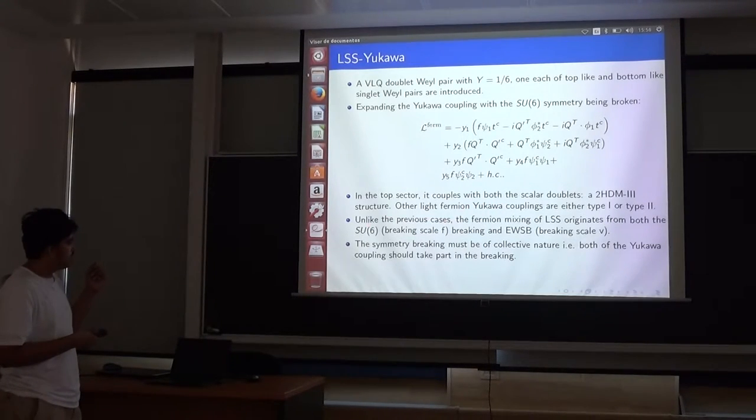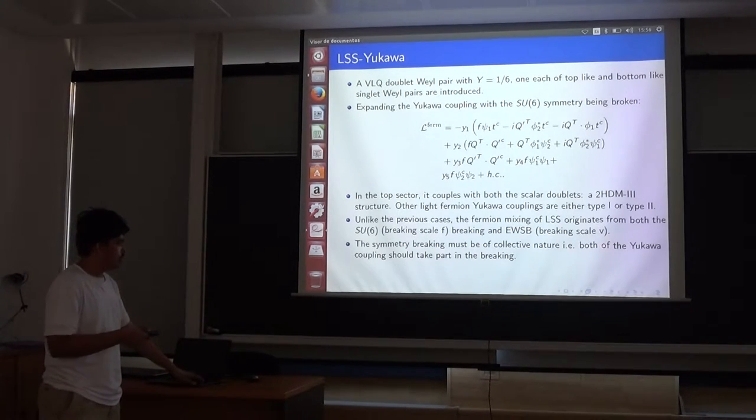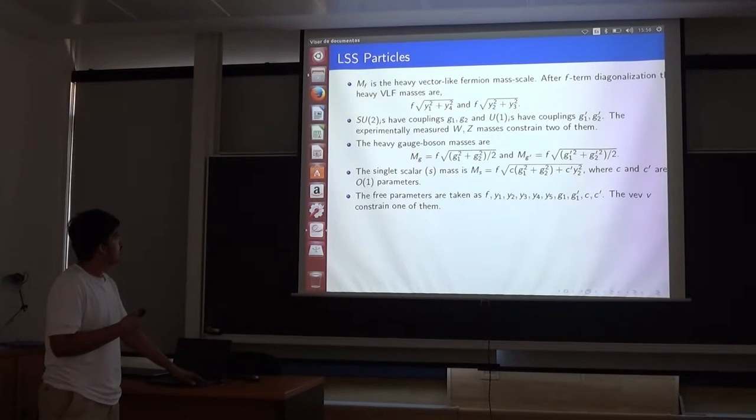So then, unlike the previous case, the fermion mixing here is generated from both the SU(6) breaking scale and the electroweak symmetry breaking. Those have ramifications on making the loop corrections non-divergent.